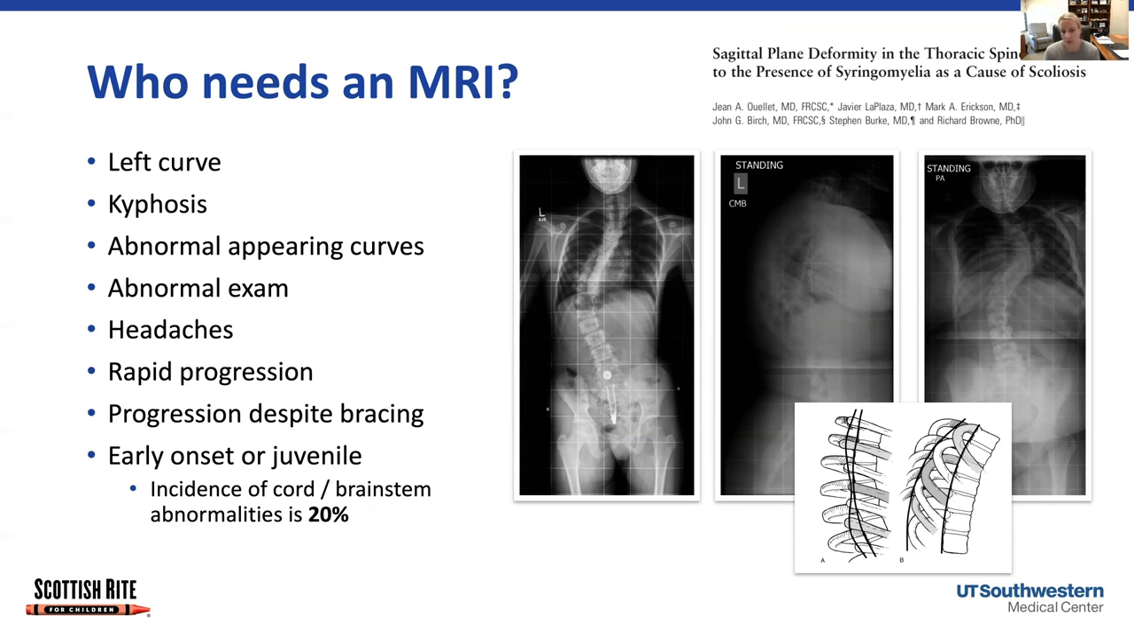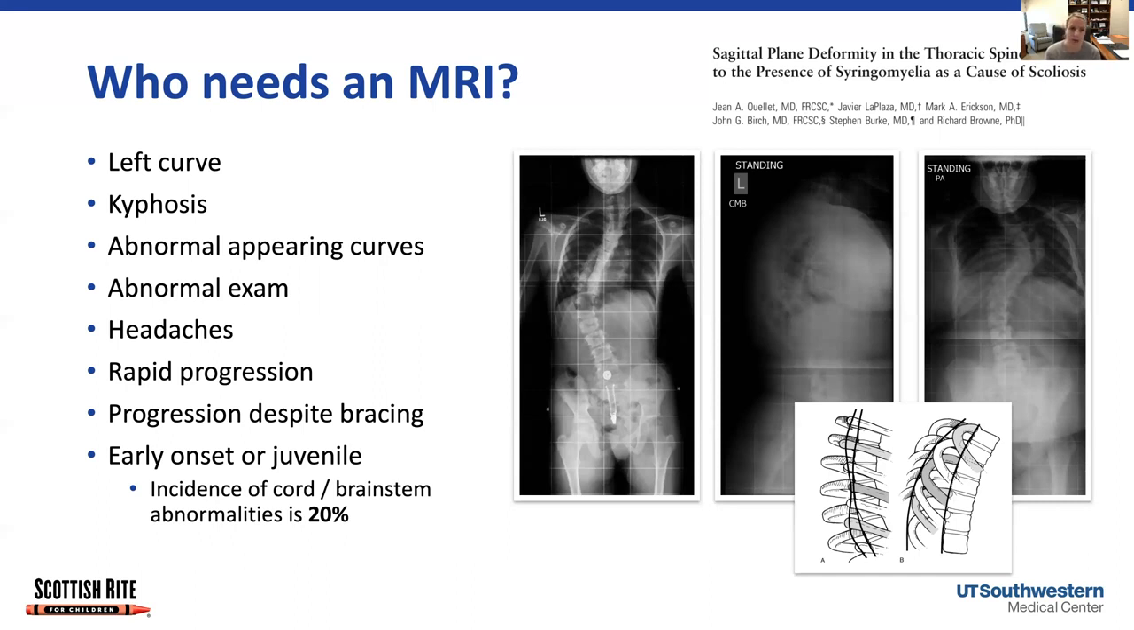We would also get further imaging if the patient had an abnormal neurologic exam, if they complained of daily headaches, or if we saw them at one point and then saw them back 6 months later and noticed they had significant progression in their curve. We consider this if they failed bracing and had done the bracing appropriately as we prescribed them. And then in every case of early onset or juvenile scoliosis, we get an MRI because the incidence of spinal cord or brainstem abnormalities is about 20%. So we feel like it's worth it to screen all those patients.